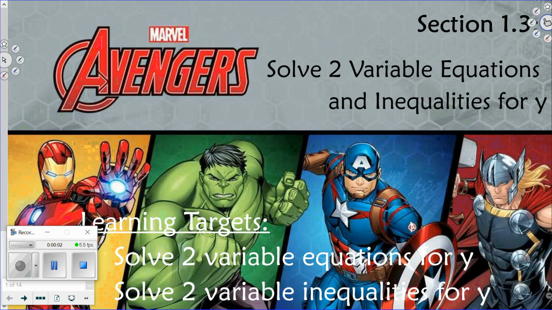All right, guys. So we are moving on today, section 1.3. In this section we are going to have two variables, an x and a y, and we are going to be solving them for y. We're going to have both equations and inequalities since we've been working with both, so we're going to work with both simultaneously and solve things for y.